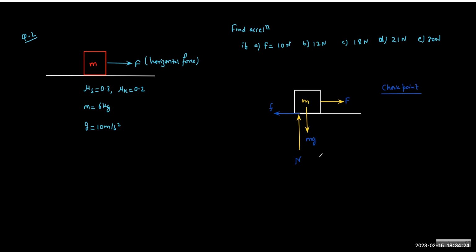Because normal is well defined, you should work with the normal first. So normal is well defined. What is the normal here? mg. And because mass is given, everything is given. So what is normal here, value wise, numerical value? 60. So that's 60 Newton. Okay, so 60 Newton is the normal reaction.